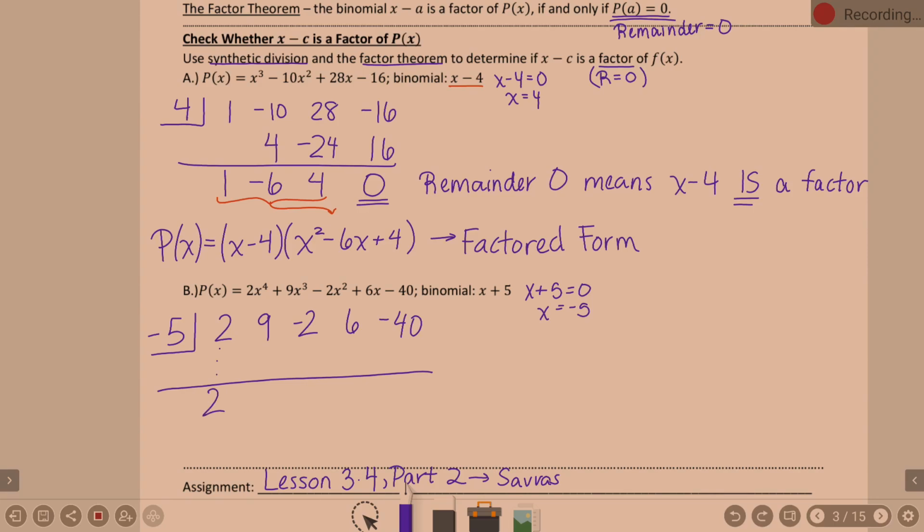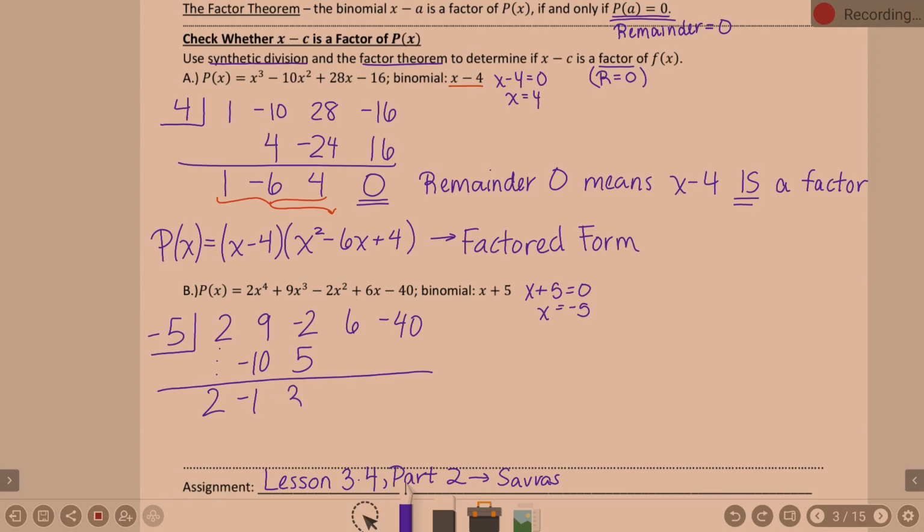Then what? 2 times negative 5. Okay, we're going to multiply. Negative 5 times 2 is negative 10. Bounce it back up under the 9. Then I'm going to add 9 plus negative 10. Negative 1. Then we're going to multiply. Negative 5 times negative 1 is 5. And now I'm going to add. Negative 2 plus 5? 3.